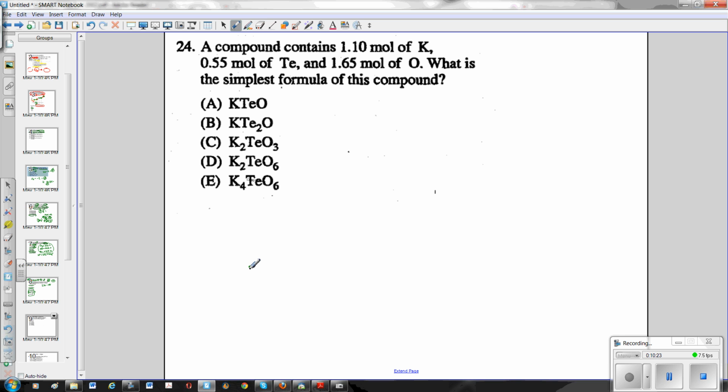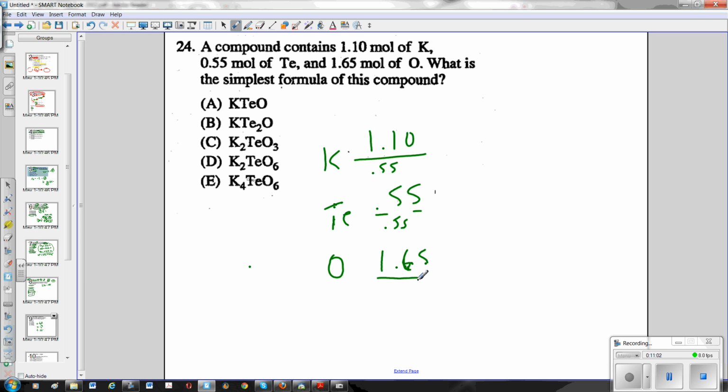Simplest formula of compound. When we go to do this, the first thing you need to do is take all, this is just an empirical formula calculation. So what I do is I take 1.0 moles of K, 0.55 moles of Te, and 1.65 moles of O. What we do when we do these problems is we divide by the smallest number of moles. So 0.55 goes under here. That was the K. 0.55 divided by 0.55. That was the Te. This is the Te right here. This pen's not working. And then the oxygen was 1.65 divided by 0.55.